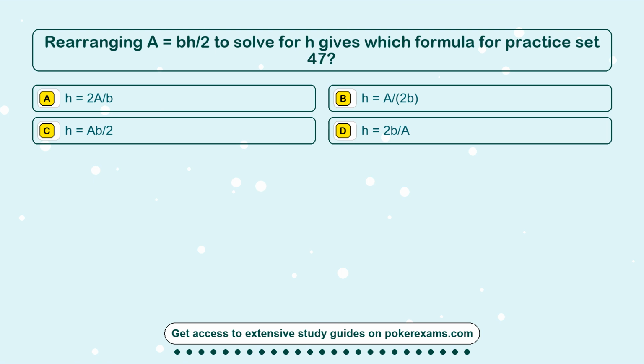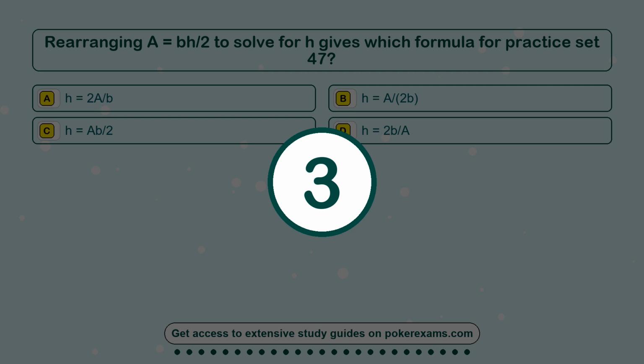Question 11. Rearranging A equals BH/2 to solve for H gives which formula for practice set 47? Option A, H equals 2A/B. Option B, H equals A/2B. Option C, H equals AB/2. Option D, H equals 2B/A.